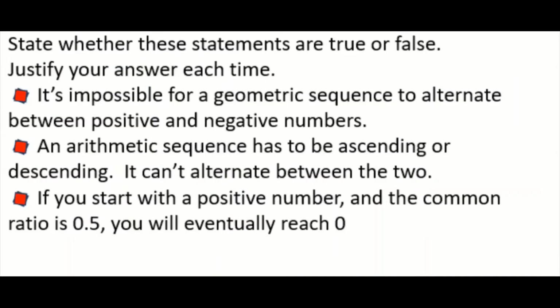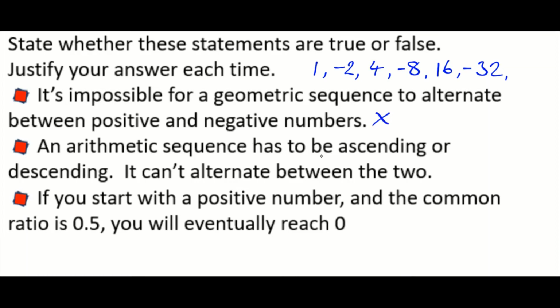Pause the video and have a think about these questions. So, is it impossible for a geometric sequence to alternate between positive and negative numbers? Well, actually, no, it's not impossible. If we said that the common ratio was, say, minus 2, we could start with 1 times minus 2 would be minus 2, times minus 2 would be positive 4, times minus 2, times minus 2, times minus 2, and so on. We're alternating between positive and negative numbers.